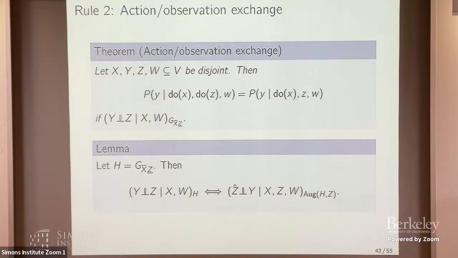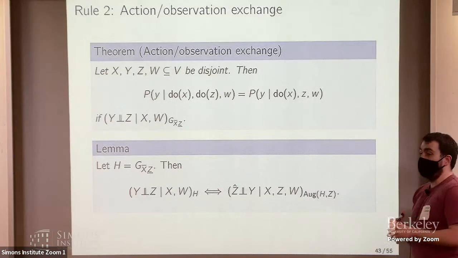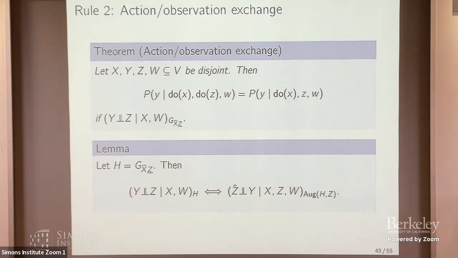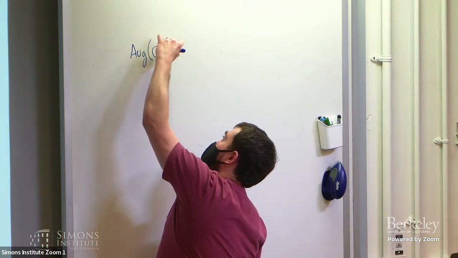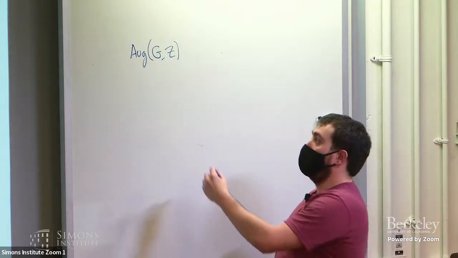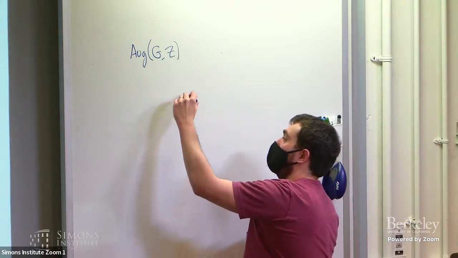So this second rule characterizes when we can replace interventions with observations without changing the result. And before I prove this rule, I need to introduce one tool that will be useful in the proof of this rule and the third rule, which is the augmented graph. And so the augmented graph, which I'll denote aug G and some set Z, is the graph I get by taking my original graph.